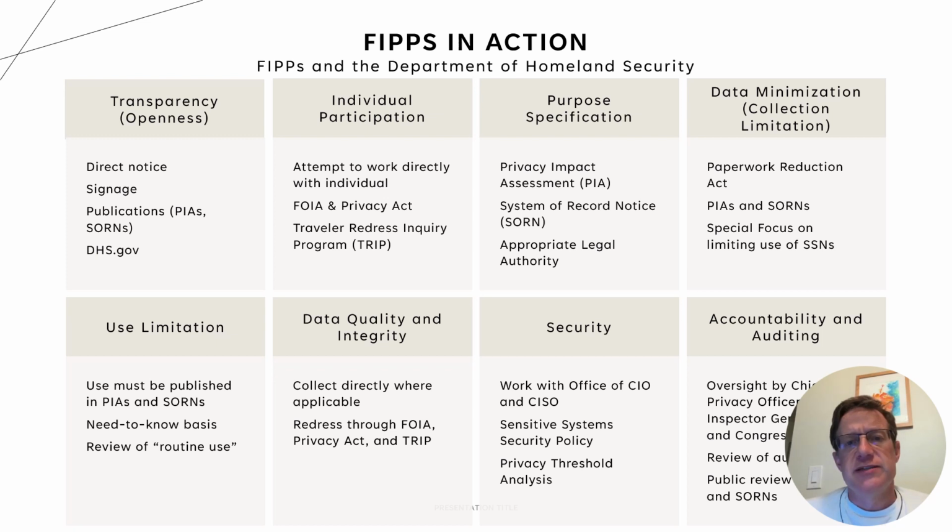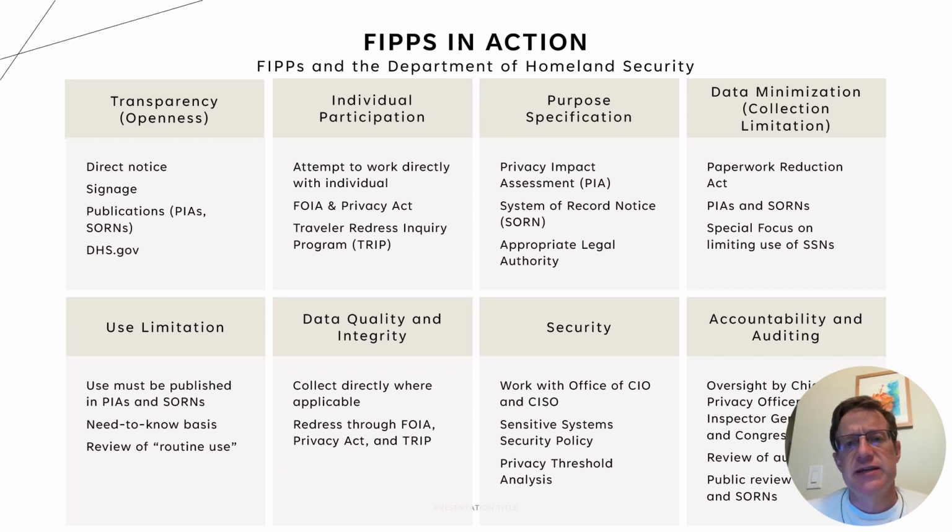Under individual participation, the department says they try to work directly with the data subject whenever possible, and that redress actions are available through the Freedom of Information Act and Privacy Act. The department went further to implement a program they call TRIP to specifically address issues that travelers have. The PIAs and SORNs are the main vehicles for DHS to address purpose specification. Additionally, the department says there must be proper legal authority and purpose attached to each data collection effort.